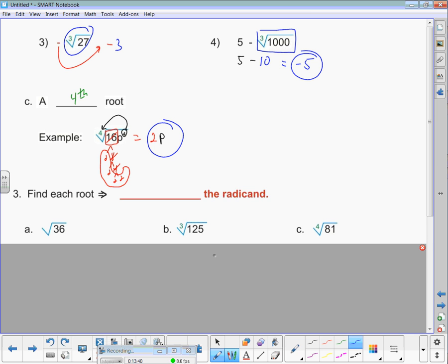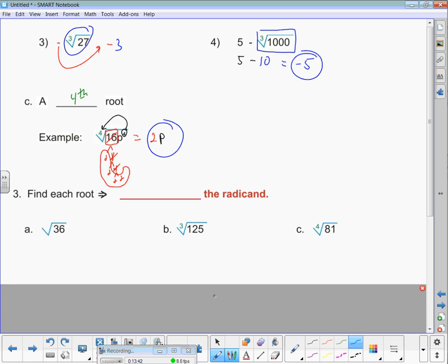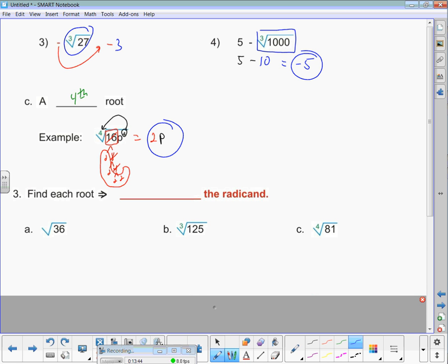All right, number 3. So if we're going to find each root, really what we need to do is to factor the radicand. Factor the radicand. And that's really the key. And you can see that's what I did up above, right? Right here, what did I do? I factored the numbers of the radicand. That's what we need to do. Now, we're going to talk about this a whole lot more tomorrow when we get into simplifying radicals.